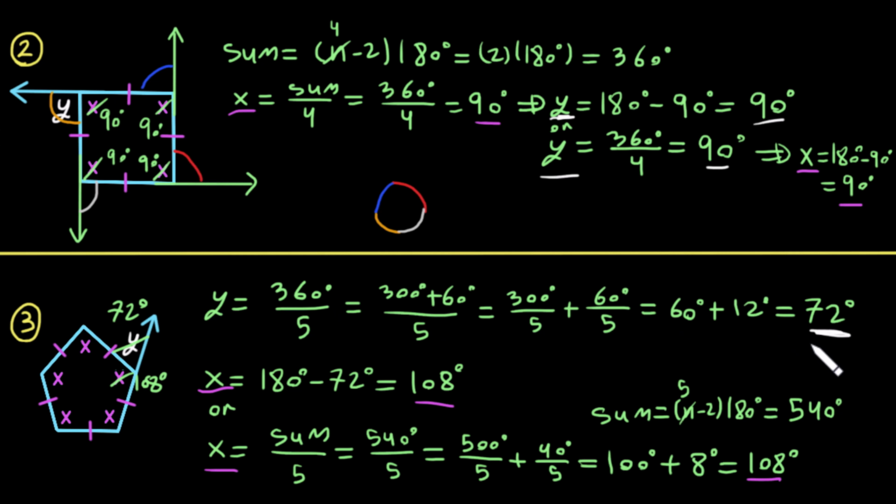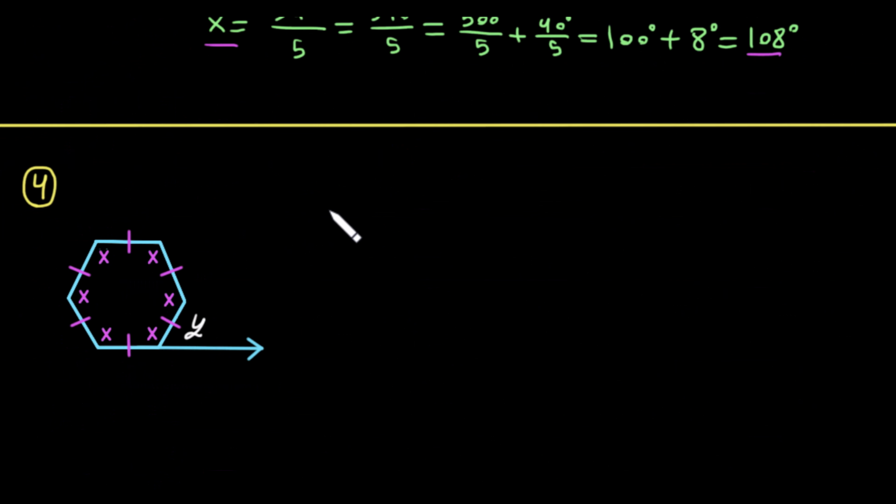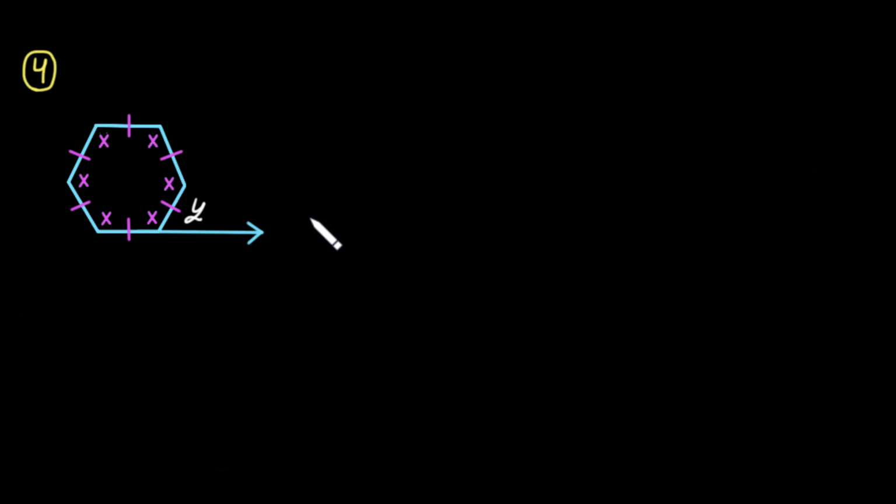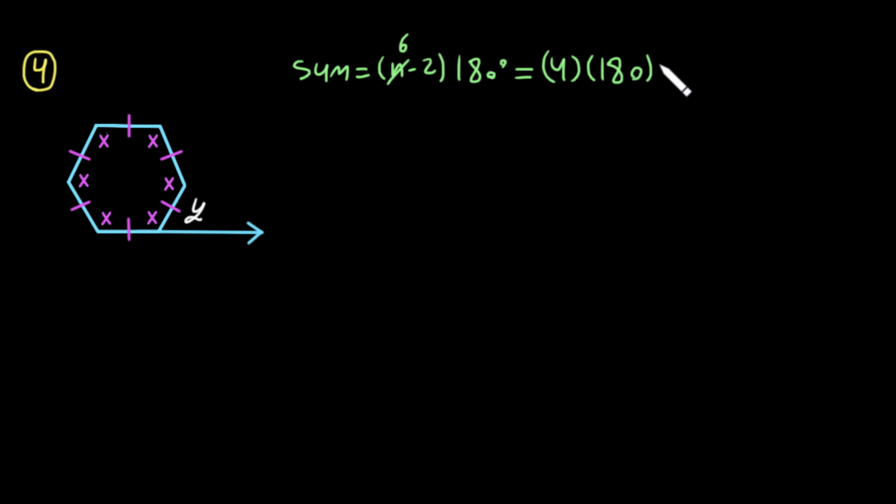Here we found y like this, and if you want to find y, you can say 180 degrees minus this, it will give you 72. Now let's find the last example, which is here a hexagon. Here we can find the sum of interior angles as before, which is n minus 2 multiplied by 180 degrees, and we know here n is 6, so 6 minus 2 is 4, multiplied by 180 degrees, it will be 720 degrees.